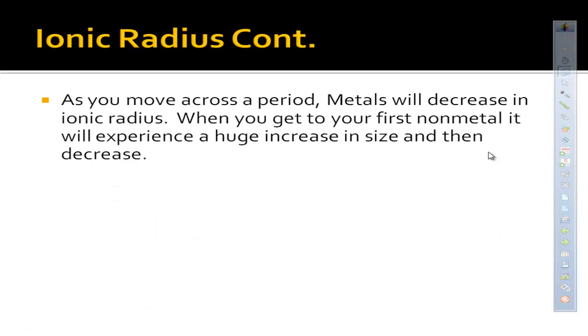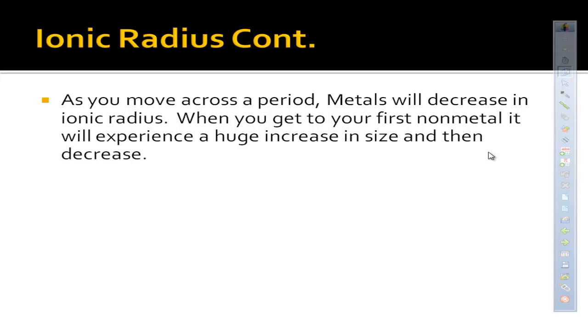As you move across a period, metals are going to decrease in ionic radius. Again, when you get to your first nonmetal, you are going to notice that there's a huge increase in size because we're switching from something that wants to lose electrons to something that wants to gain electrons.